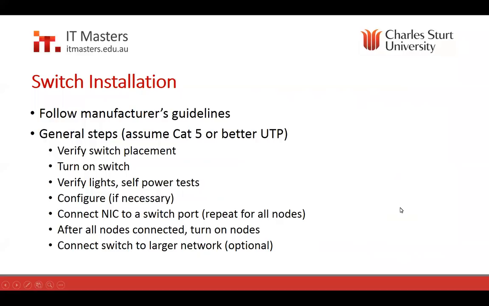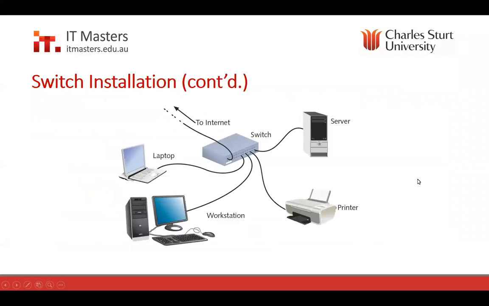To install a switch, really, it's not too difficult, but you need to follow the manufacturer's guidelines. General steps, if we're talking about Cat5 or better UTP, so structured cabling systems: verify where you want to place the switch, turn it on, verify that it actually powers up and you can see something happening. Configure it if necessary. So if it's a Cisco switch, you'll definitely have to configure it. If it's just something that you bought at your local Home Depot or Officeworks, then you might not have to do anything. You just plug things into it and away it goes. Connect your devices or NIC to a switch port. Repeat for all the different devices you have. Turn all the nodes on. Bingo, away you go. Simple as that. Then we can connect to another switch to a larger network if you wanted to do that later on down the track. So a single switch installation, pretty straightforward in most cases.